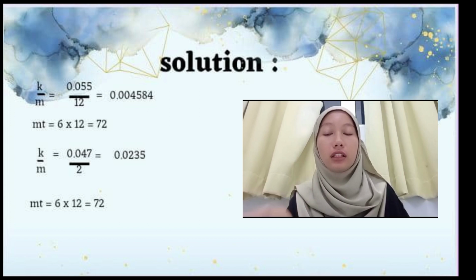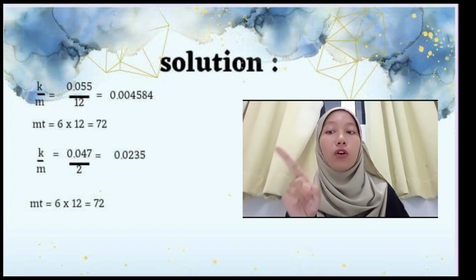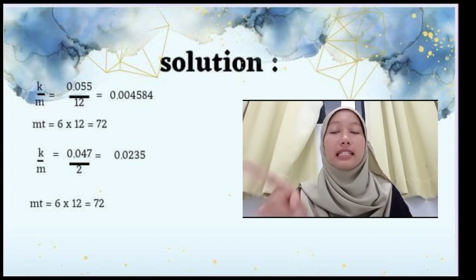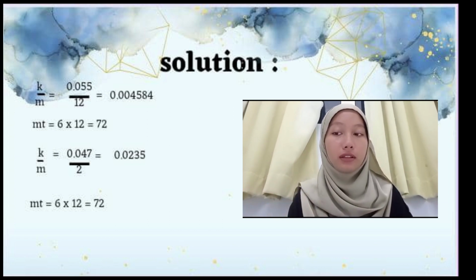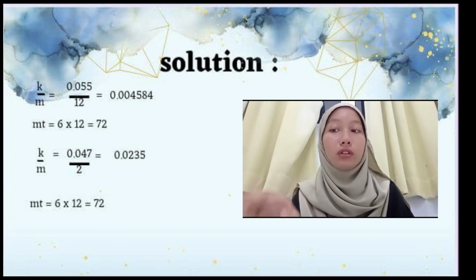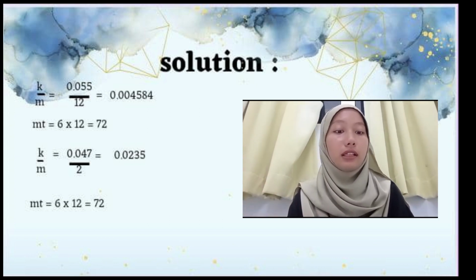So after you calculate, you will get 0.004584. For the MT, you will get 6 multiplied by 12. Why? Because they give you the term of investment 6, and why do we have to multiply by 12? Because they give you compounded monthly. So 6 multiplied by 12, you will get 72.